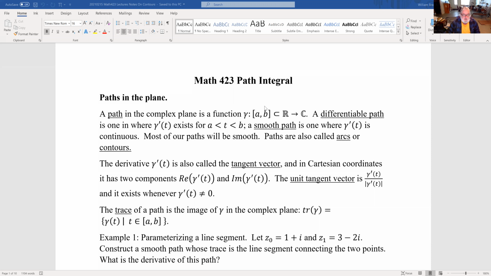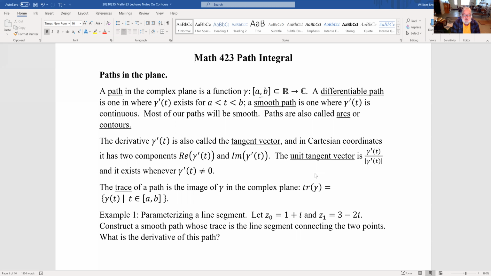Okay, so path integrals. We're going to talk about paths in the plane. A path is just a complex function, gamma from A to B into R, so this is a closed interval of real numbers into the complex plane. A differentiable path is one where the derivative exists. A smooth path is where your derivative is continuous. Almost everything we do will be with a smooth path, usually straight lines or circles.